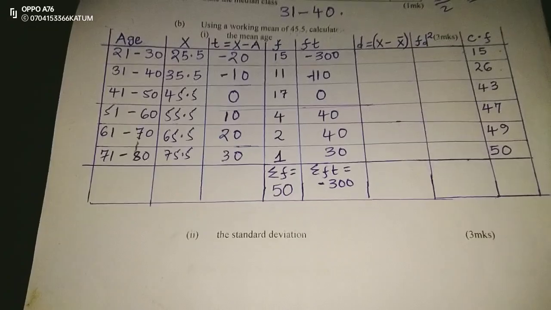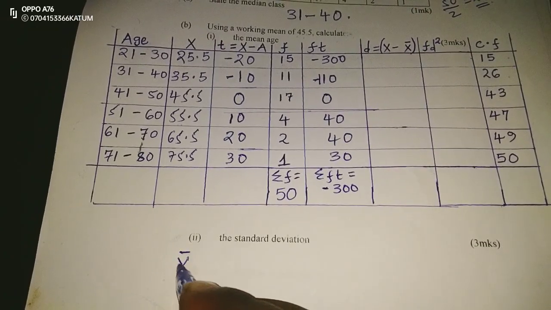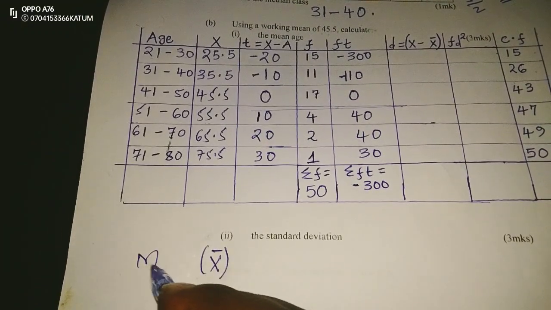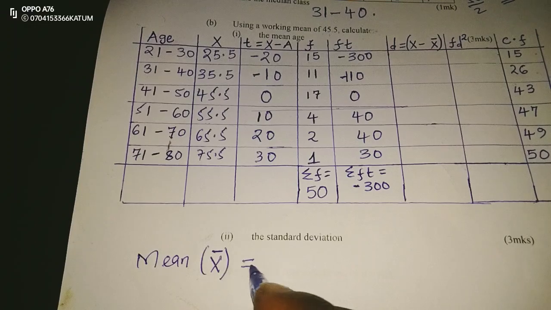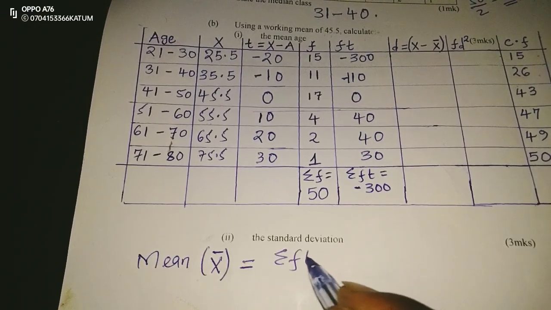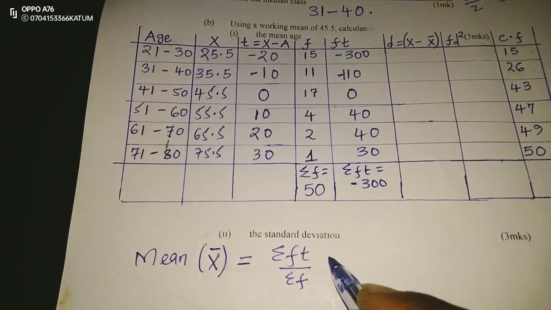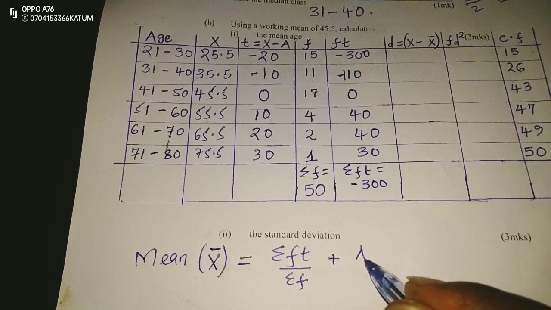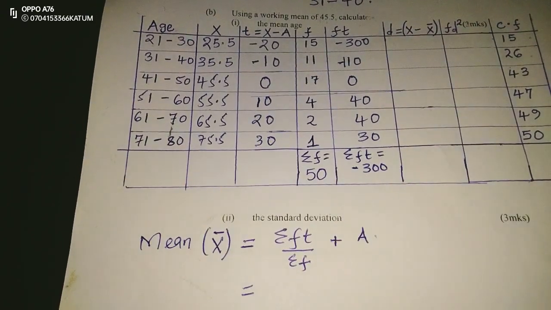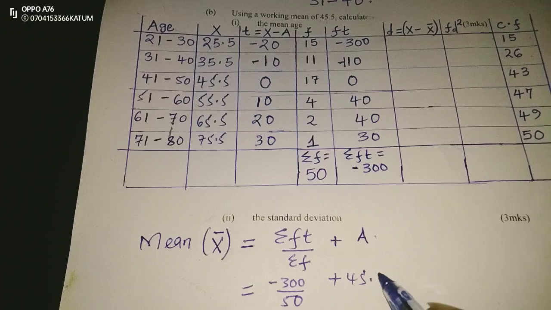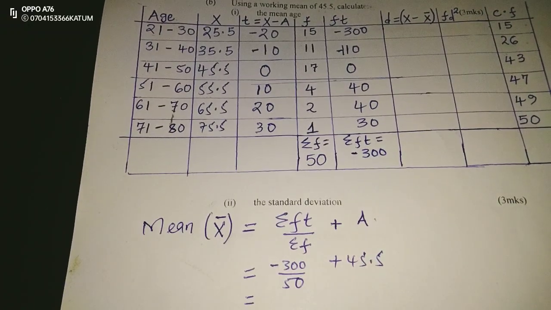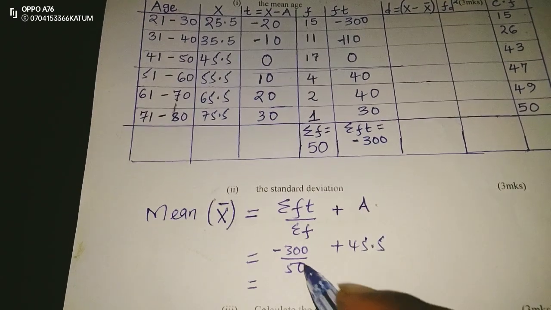So now for us to get the mean, we're going to have the mean of ft, then plus the assumed mean. So I'm going to use negative 300 out of 50 plus 45.5. When we divide by 50, we're getting negative 6, then plus 45.5. So the mean is going to be 39.5.